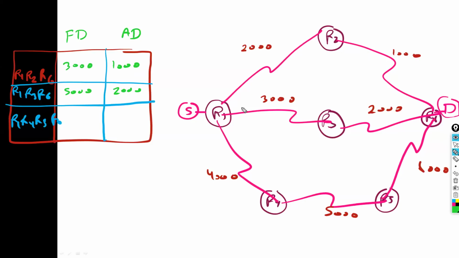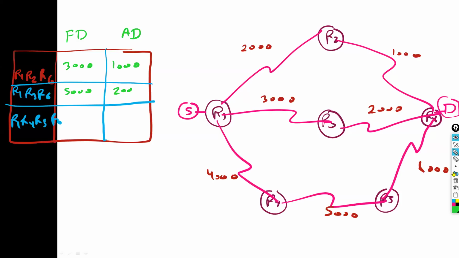Any question? FD is the sum of cost to reach the destination, the total cost from source to destination. Then what is the AD? The AD is the neighbor to destination total cost. So R1's neighbor is R3, and the neighbor to destination total cost is 2000.